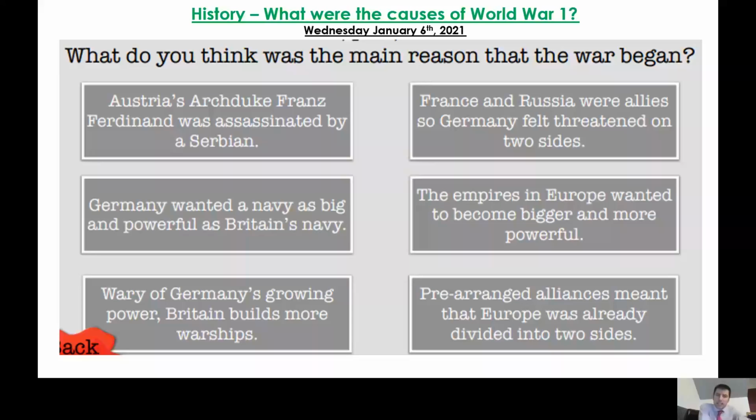There's 6 ideas here about why it might have been caused. What's the main reason? There's not really a right or a wrong answer here. I'd like you to read through these 6 ideas and decide which one you think is the correct one. I'd like you to write that down as a sentence. I think the main reason was this, because of this. So tell me which one you think. Pause the video while you think about it.